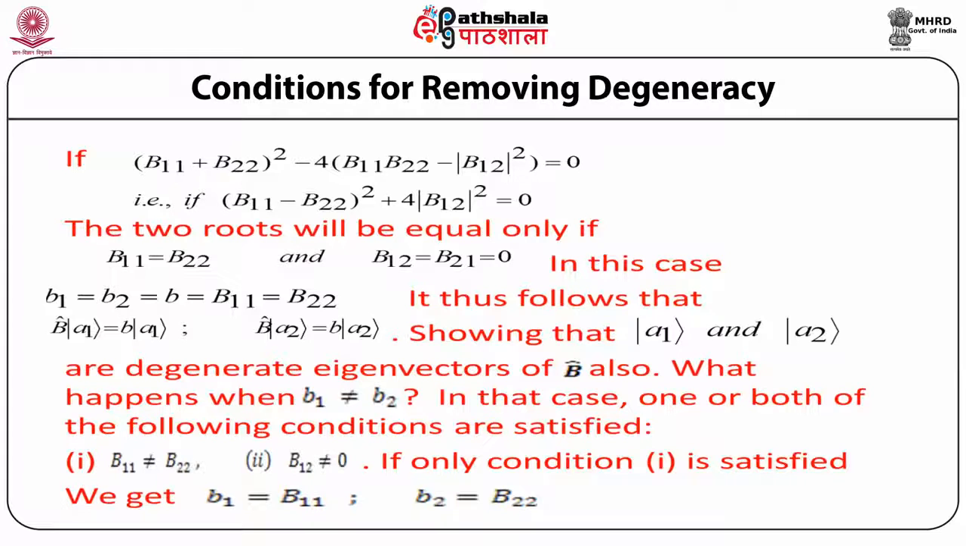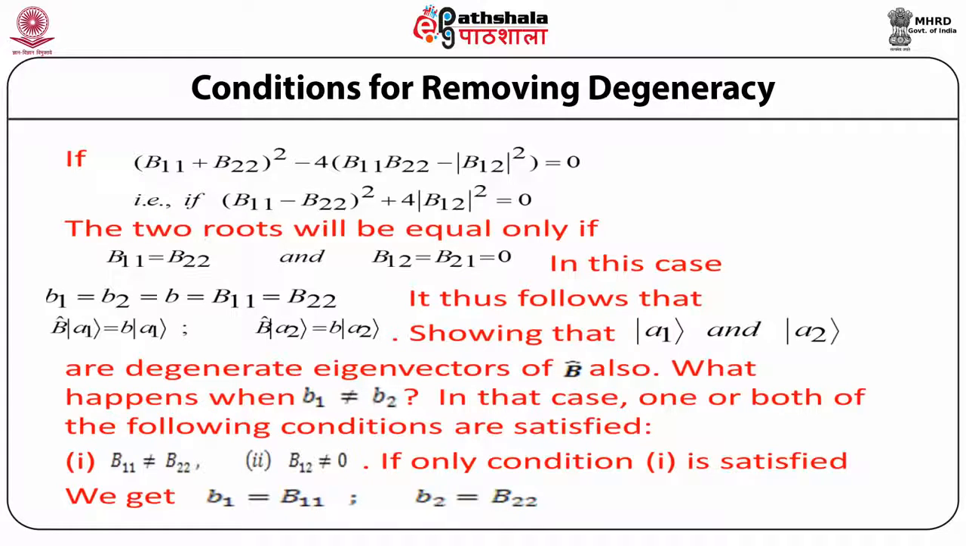0. Now, the two roots will be equal only if B11 is equal to B22 and B12 is equal to B21 is equal to 0. In this case, B1 is equal to B2 is equal to B is equal to B11 is equal to B22.